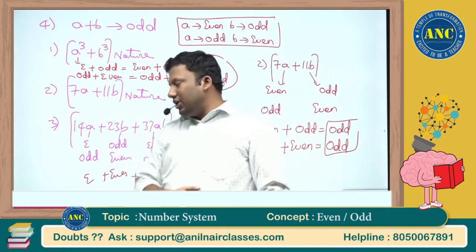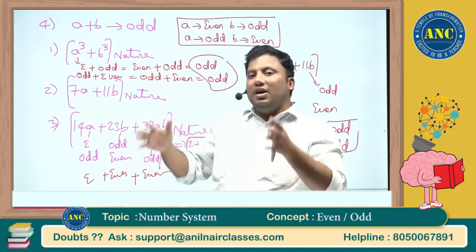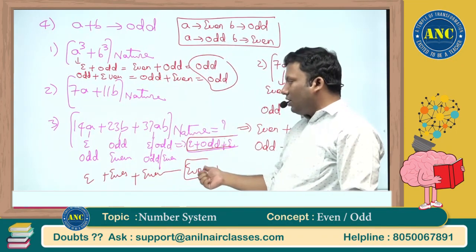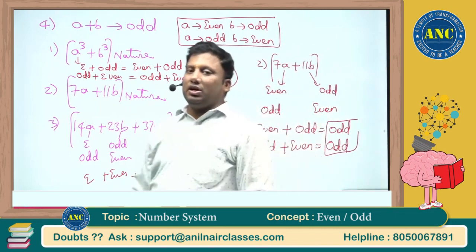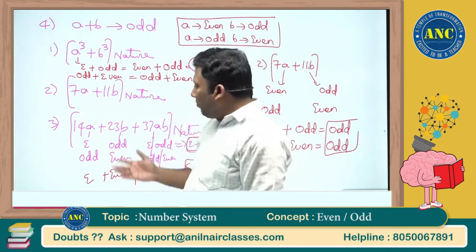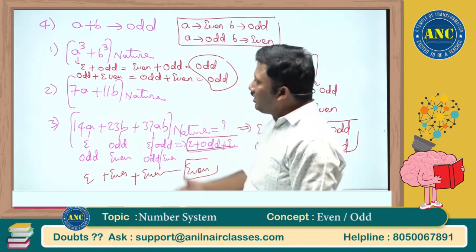14A plus 23B plus 37AB. Answer is always even. Answer is always odd. Sometimes even, sometimes odd. Two options we got. First we did it for a single variable, then we are doing it for two variables. I hope the idea is clear.